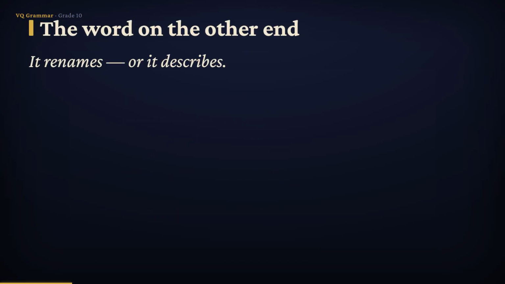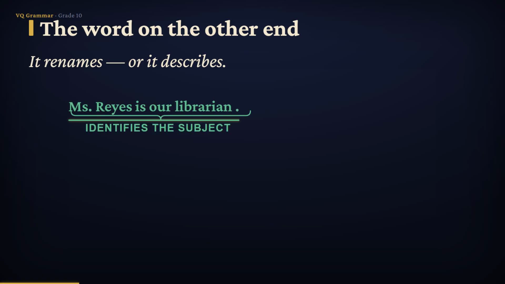Now let's name the word sitting on the other end of that link. Look at this one. Ms. Reyes is our librarian. The verb is joins Ms. Reyes to the word librarian, and librarian renames her. It tells us who she is. When the word after a linking verb is a noun that renames the subject, we call it a predicate noun.